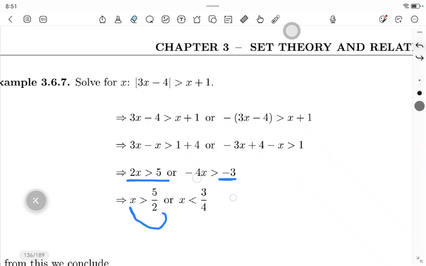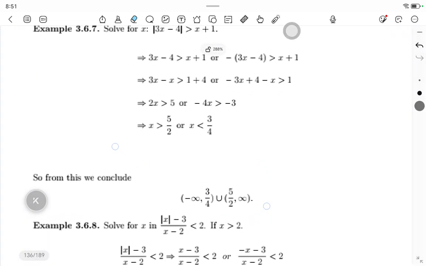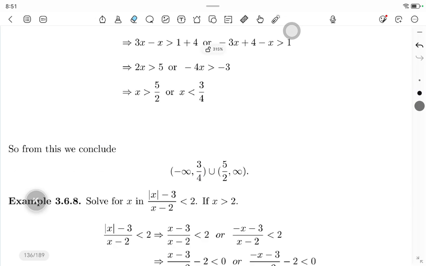So in this case, we can conclude that the solution is like this. There's no need for us to even use a table in this case. So we can just conclude that the solution is in this manner.